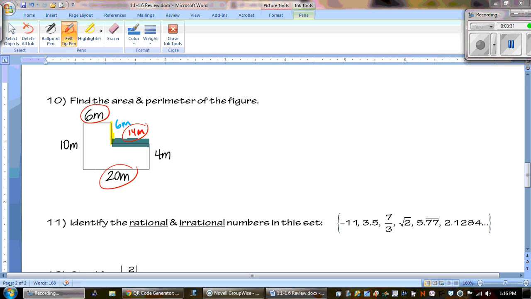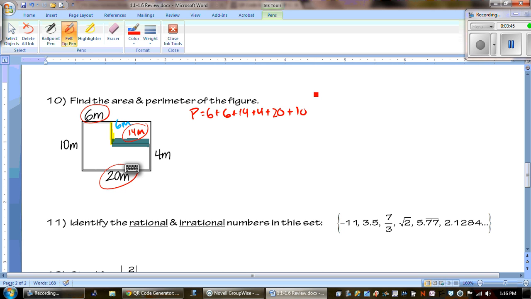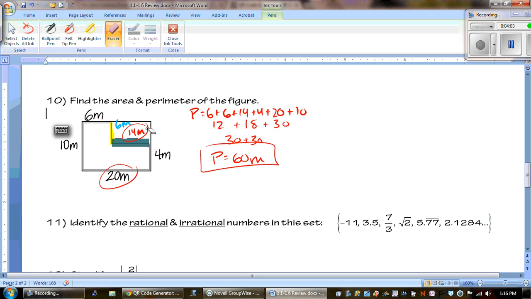So here we go. The perimeter equals 6 plus 6 plus 14 plus 4 plus 20 plus 10. Make sure that you're getting all of those, and then you can start breaking them off into partners. And then we get that the perimeter equals 60 meters. Okay?